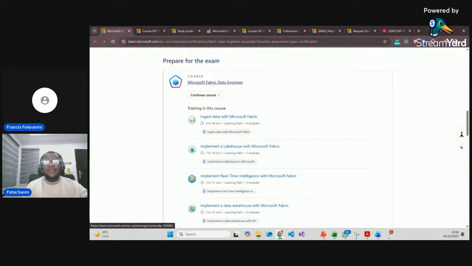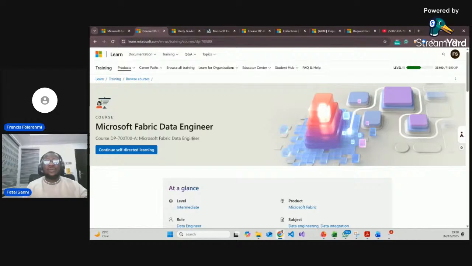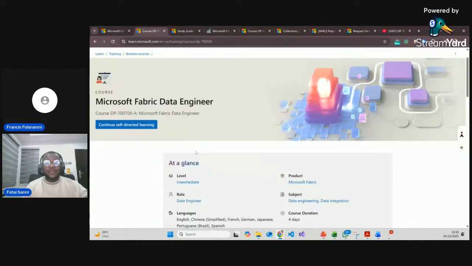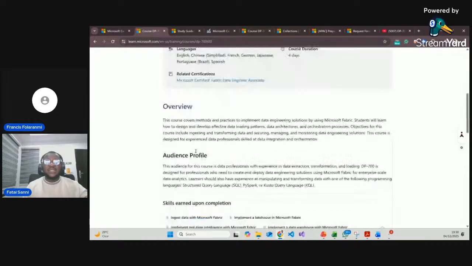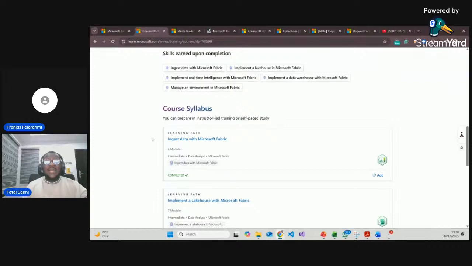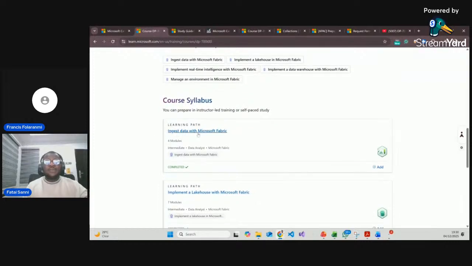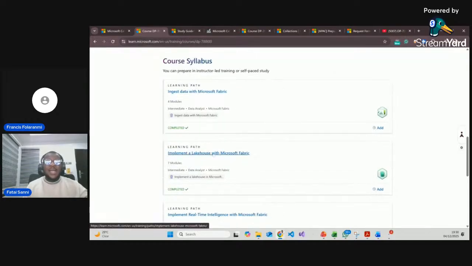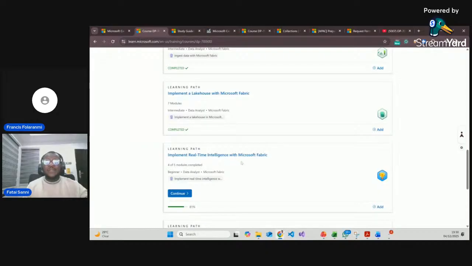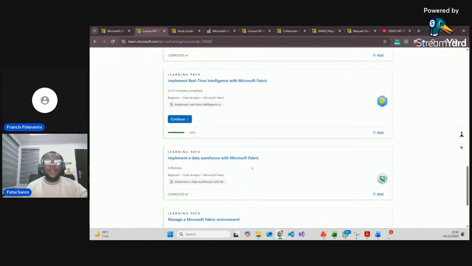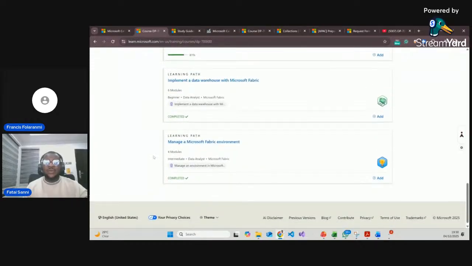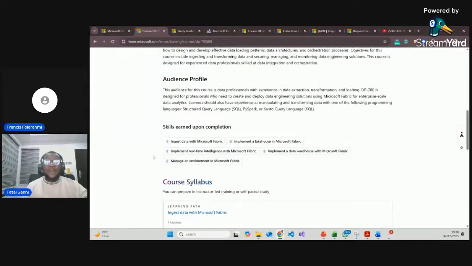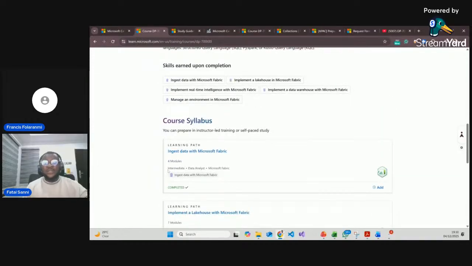So if I click on this Fabric Data Engineer Associate, it's going to bring me to this self-learn page with the syllabus, and I can go through Microsoft Learn to go through each of these modules. So it talks about how to ingest data with Microsoft Fabric, how to implement a lakehouse with Microsoft Fabric, how to implement real-time intelligence with Microsoft Fabric, how to implement a data warehouse, how to manage a Microsoft Fabric environment, and so on and so forth. And completing each of these modules or learning parts is, of course, going to get you a score.